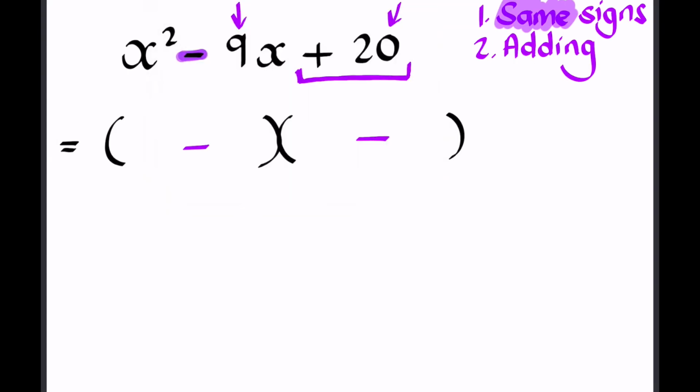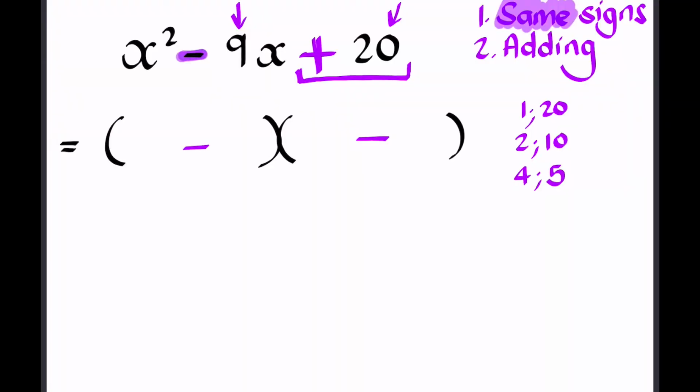Now what I'm going to do is I'm going to list out the factors of 20. What are the factors of 20? 1 and 20, 2 and 10, 4 and 5. Now, 1 and 20, 2 and 10, 4 and 5, which combination of those factors when added together, because my third term is positive, give me my middle term, which is 9? 4 and 5.